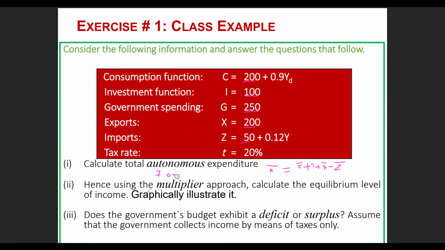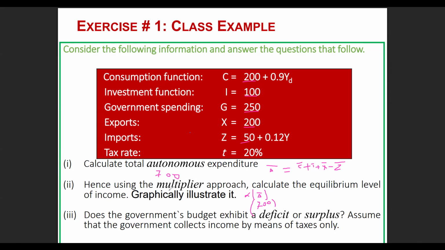Then they say, and hence use the multiplier approach to calculate the equilibrium level of income. So when using the multiplier approach, you know that you just say multiplier times your autonomous component of aggregate expenditure, right? And we've calculated that, it's 700. So we already know, go to here, we have 700. And then what is missing is for us now to calculate the multiplier.